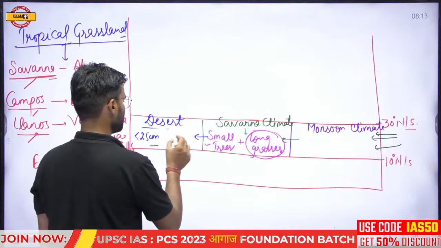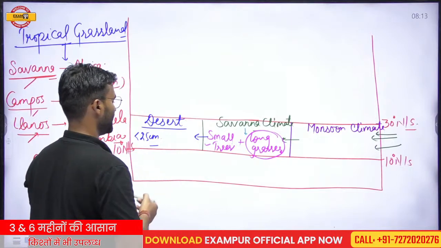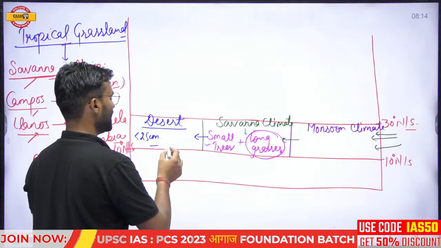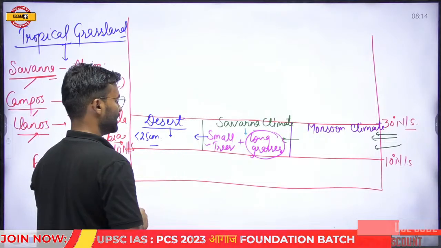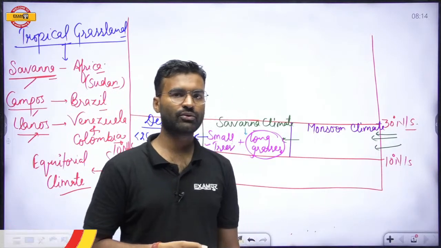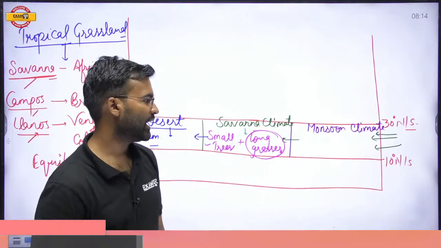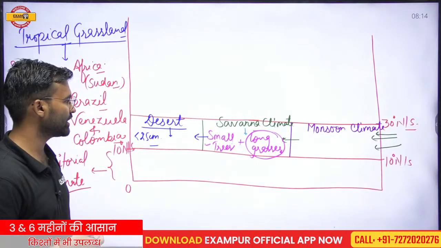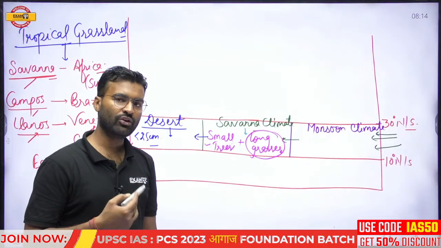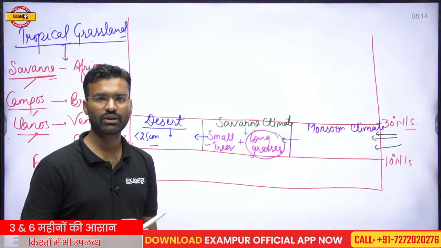So there is no sufficient supply of water, and that is why no dense vegetation is found. The vegetation which is found in this region is the result of adaptation. I think you studied the adaptation phenomenon in your environment and ecology section. Adaptation is the phenomenon when any organism changes its physical, mechanical and biochemical processes according to the environment. That phenomenon is called adaptation.